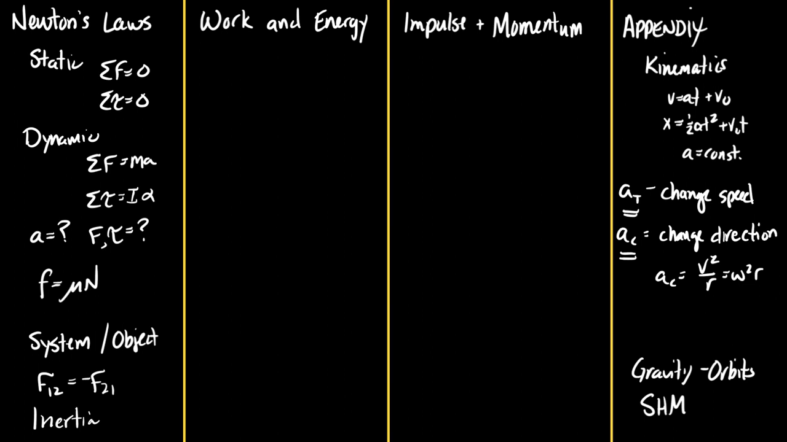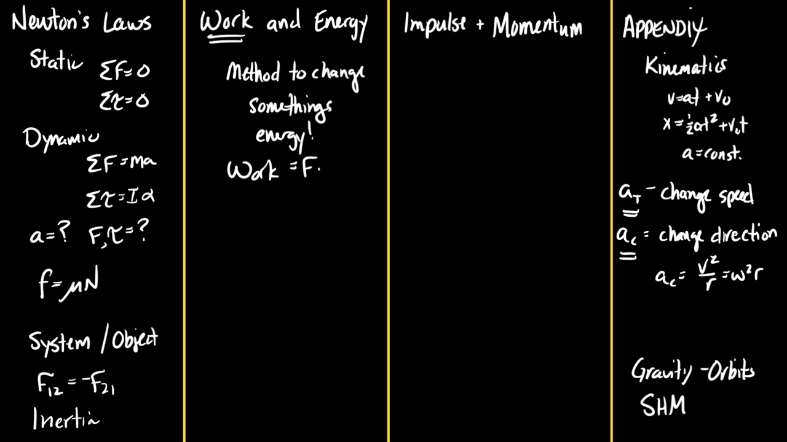Now, work and energy, I'll remind you, starting with work, work is the method to change something's energy. In order to do work, you have to apply a force in the direction of motion or against the direction of motion. In the direction of motion, increases its kinetic energy. Against the direction of motion, decreases its kinetic energy. With work, we're either increasing kinetic energy, decreasing kinetic energy, increasing potential energy, decreasing potential energy. We're doing something, but we're trying to change the energy of the system.